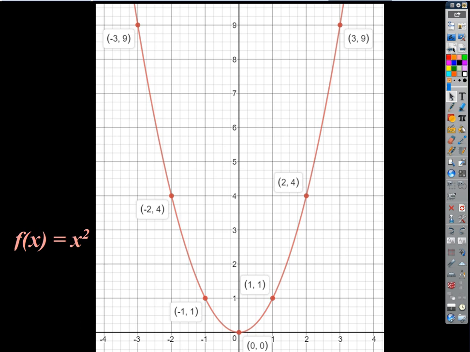Square root was probably the hardest one. That's harder than this one, really. Square root was the one where when we went over by 1, we went up by 1, but I had to go over by 4 to go up by 2. Remember that stuff? So here's our new one.